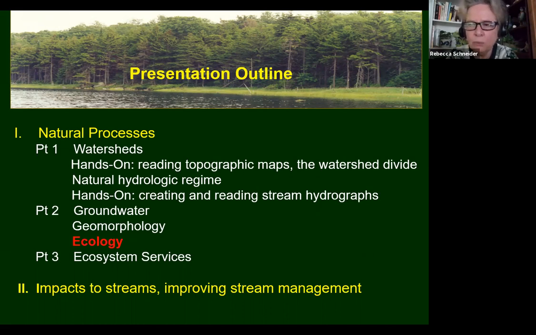In part 1, we're going to start with watersheds, the basic framing of where streams occur and how they function hydrologically. Then we're going to look at groundwater and geomorphology, and all these come together to drive the ecology. And then I'll mention something called ecosystem services that we benefit from having nice, healthy streams.